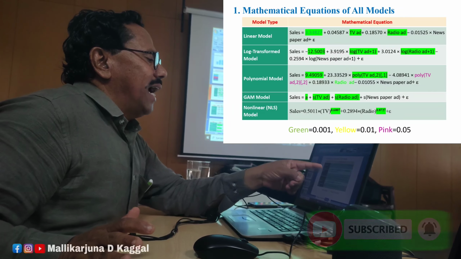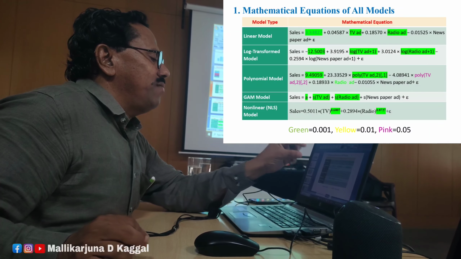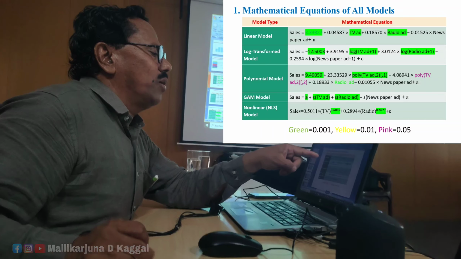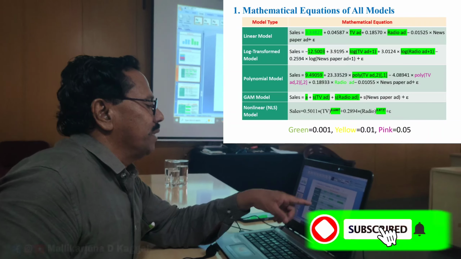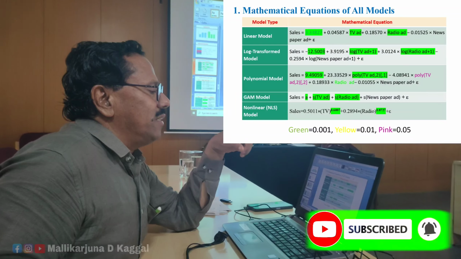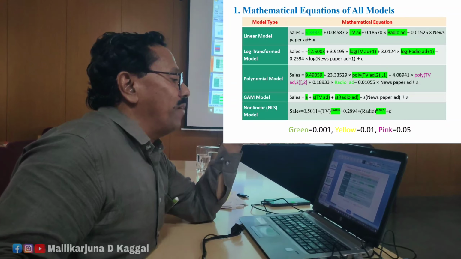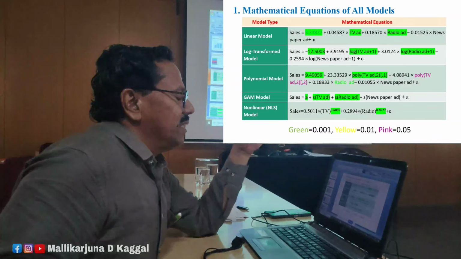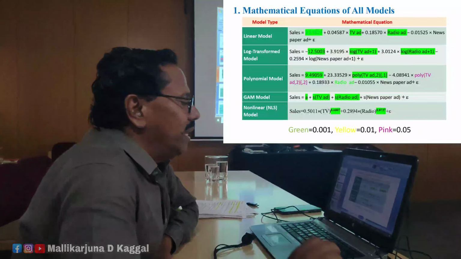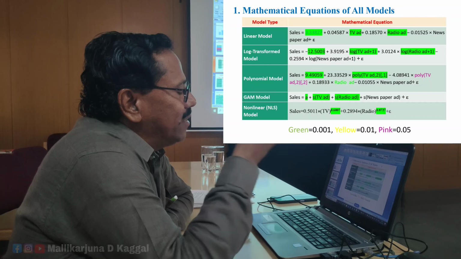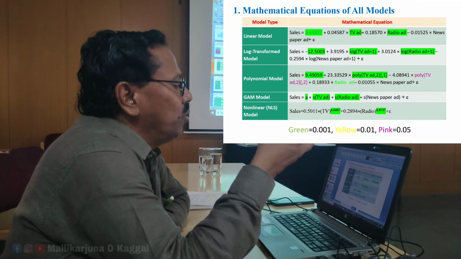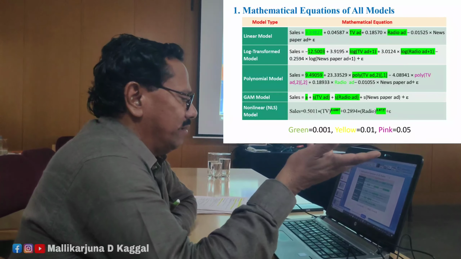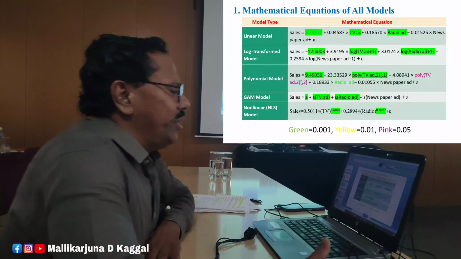In the log model, TV ad is transformed into a log function, and radio ad is also transformed into a log function. But when it comes to the polynomial model, TV ad is transformed into powers, a polynomial function. And in the GAM model, TV ad and radio ad are transformed with a smoothing parameter. Like that, only certain independent variables are converted into mathematical functions. It is not necessary that all should be converted. If you want, you can convert them. You can do trial and error also, no problem.